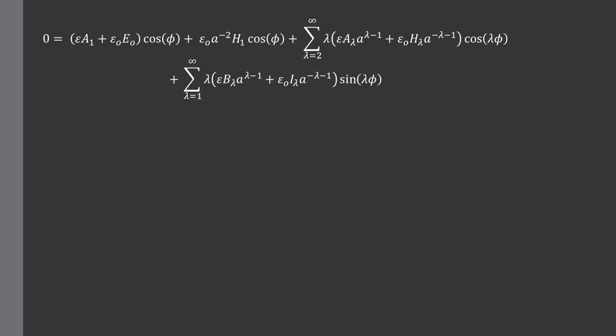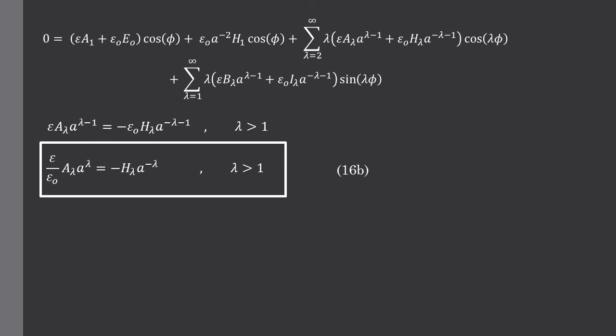This is again the equation with the terms isolated, and then we can go ahead and, looking at the infinite sum of the cosine lambda phi, we have an epsilon a sub lambda a to the lambda minus 1 plus epsilon naught h sub lambda a to the minus lambda minus 1, and we can say, well, if those two things sum to 0, they have to be opposites. One has to be the negative of the other. And then, of course, we can rewrite it to make it look more like the original equation by dividing by epsilon naught and multiplying by little a. So that's what we'll go ahead and do.